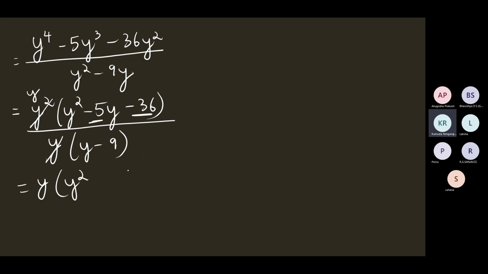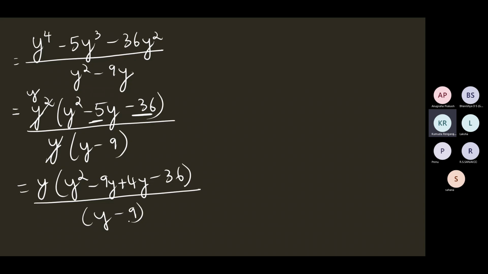So write y squared as it is, write that minus 36 as it is. Split the middle term as minus 9y plus 4y because they are the two numbers. Close the bracket. Write the denominator as it is. It's very simple, y minus 9. Nothing can be done with that. You cannot factorize it or do anything further with it, so write it as it is.